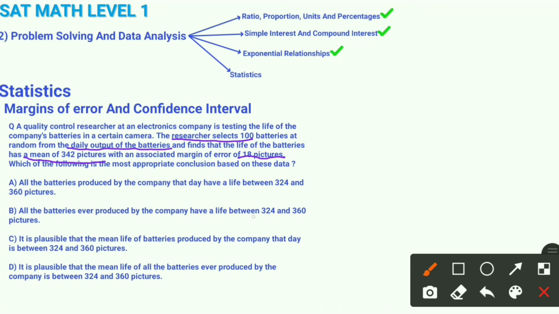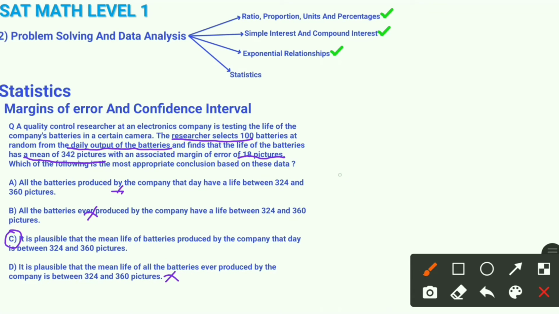All the batteries provided by the company today have a life between 30. That is not correct, because it's saying that it is taken from the daily output. Not all of them are the same. It was from the daily output of the batteries. All the batteries ever produced by the company have a... no. It is plausible that the mean life of battery produced by the company that day is between 324 and 360. It is plausible that the mean life of all the batteries ever produced by the company... no. Okay, it is plausible.